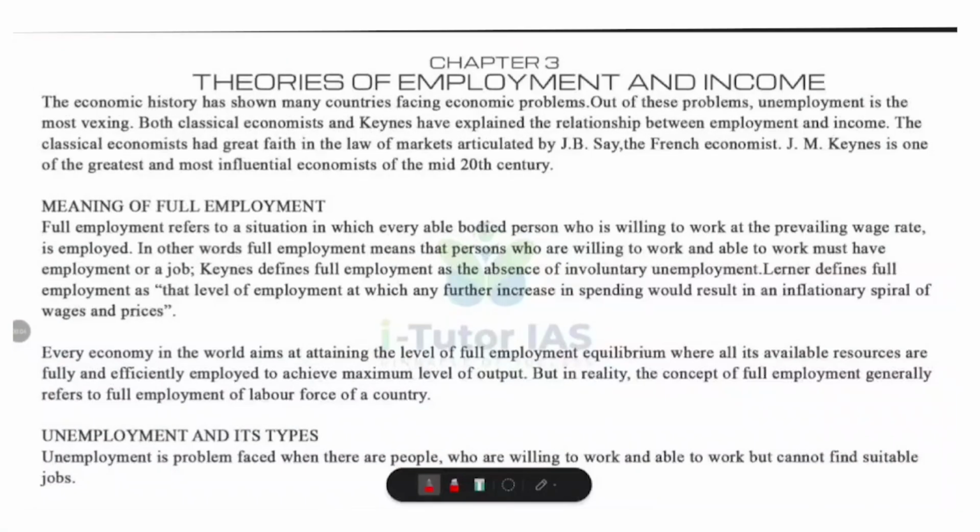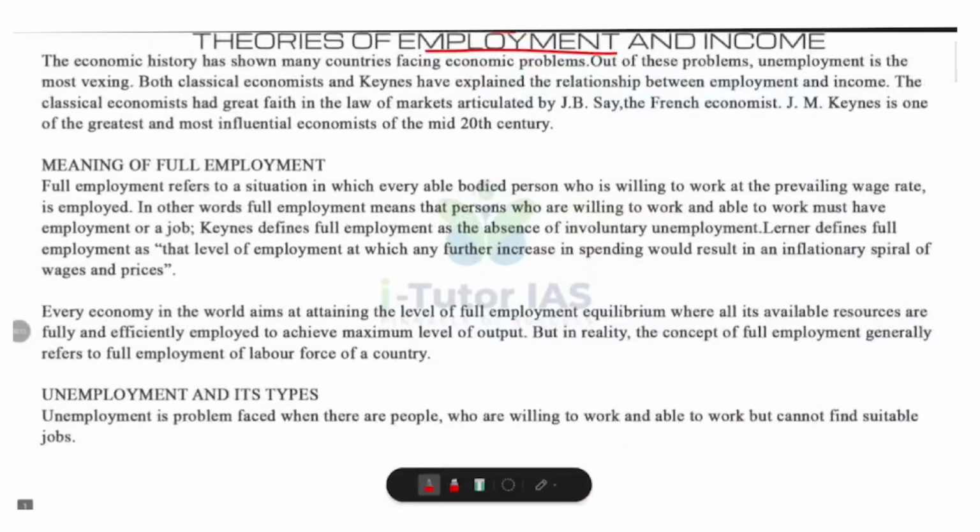In the last class, we completed chapter 2 up to the concept of national income. Today, we are going to begin chapter 3, theory of employment and income.